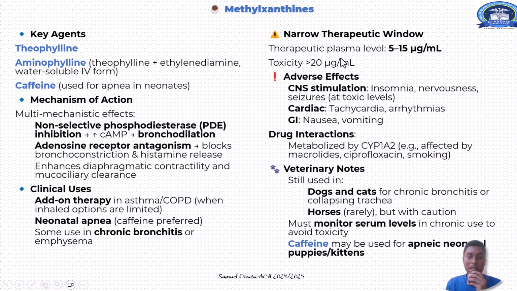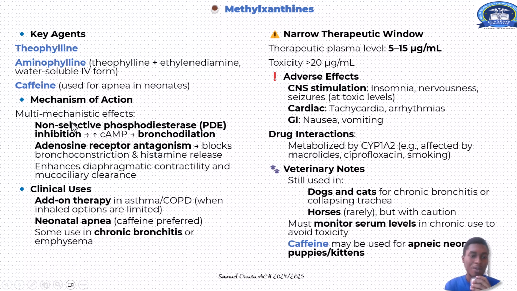Okay, the other drugs that I forgot to mention are the methylxanthines. So when I was talking about the beta 2 agonists, I mentioned that if we have increased levels of cyclic AMP, they tend to cause what? Bronchodilation. And so we have agents that will do that, and these agents are theophylline and aminophylline. Theophylline and aminophylline are water soluble. You want to remember that for the exams.